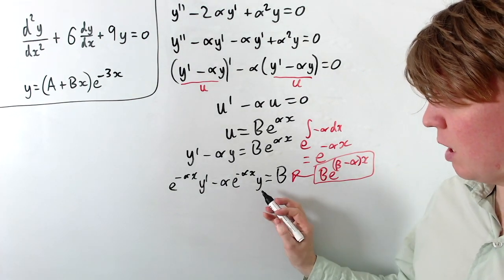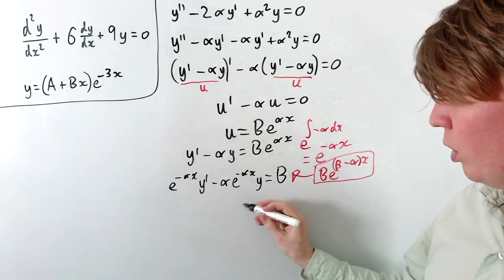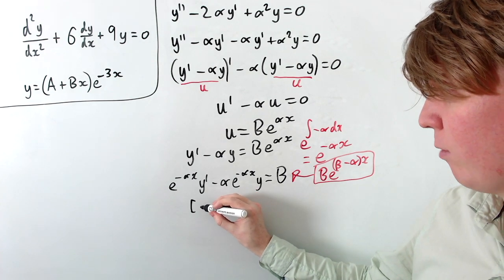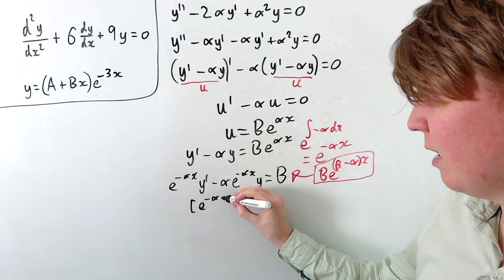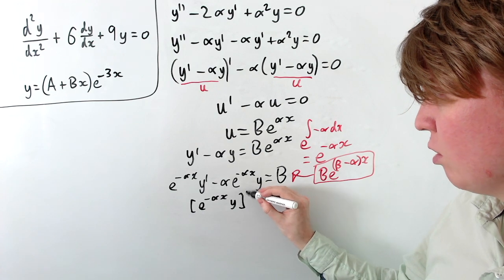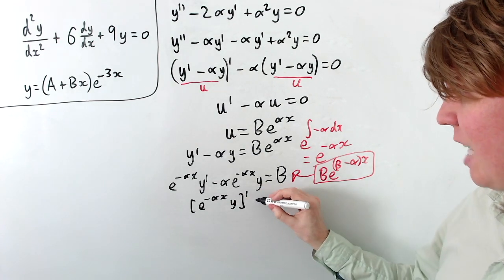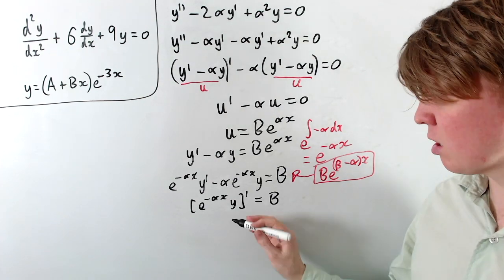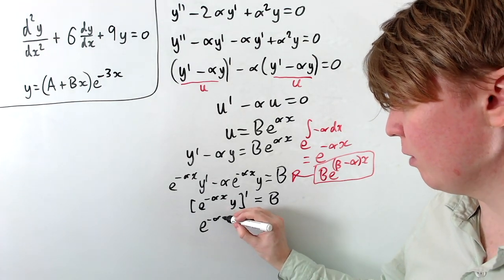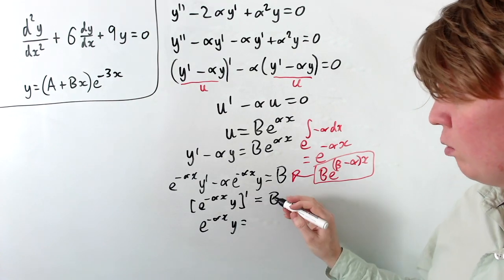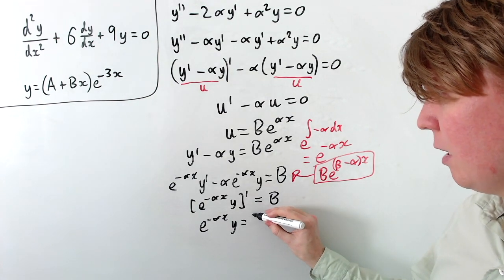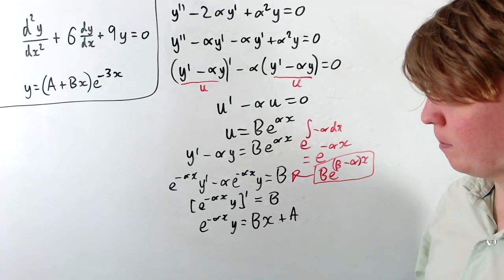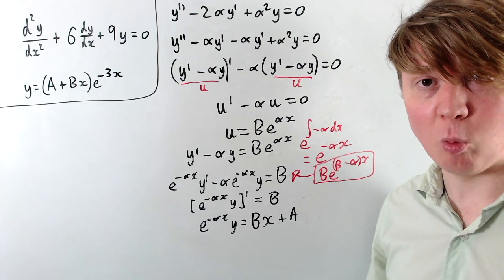So here, because we've used the integrating factor technique, the whole point of this is that we can now write this as the derivative of a single product on the left-hand side. So we've got e to the negative alpha x times y, just the derivative of all of this with respect to x, is equal to b. So now we can integrate on both sides, and we're going to get e to the negative alpha x times y is equal to, when we integrate this constant b, we're going to get bx plus another constant which we'll call a.